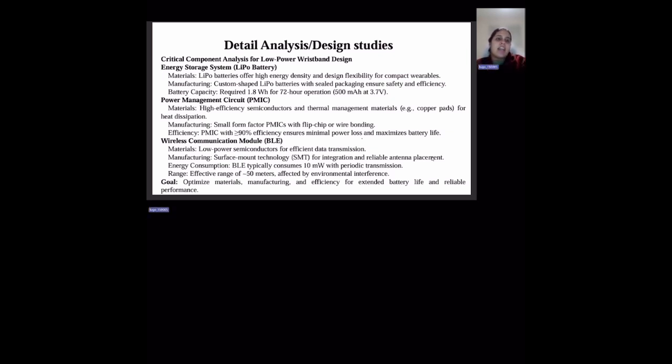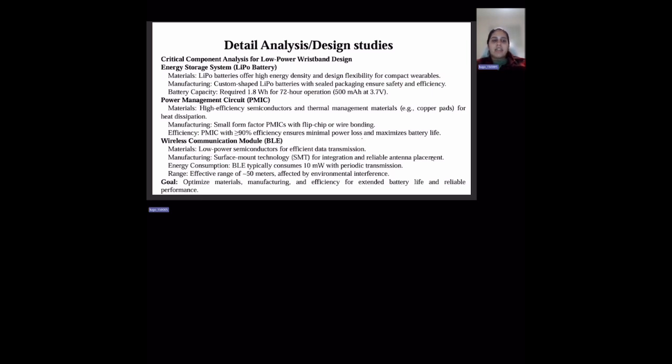For the PMIC, the materials are high efficiency semiconductors and thermal management materials. For manufacturing, small form factor PMICs with flip chip or wire bonding, and for efficiency, a PMIC with more than 90% efficiency ensures minimal power loss and maximizes battery life. For the wireless communication, that will be the BLE, the materials are low power semiconductors for efficient data transmission.